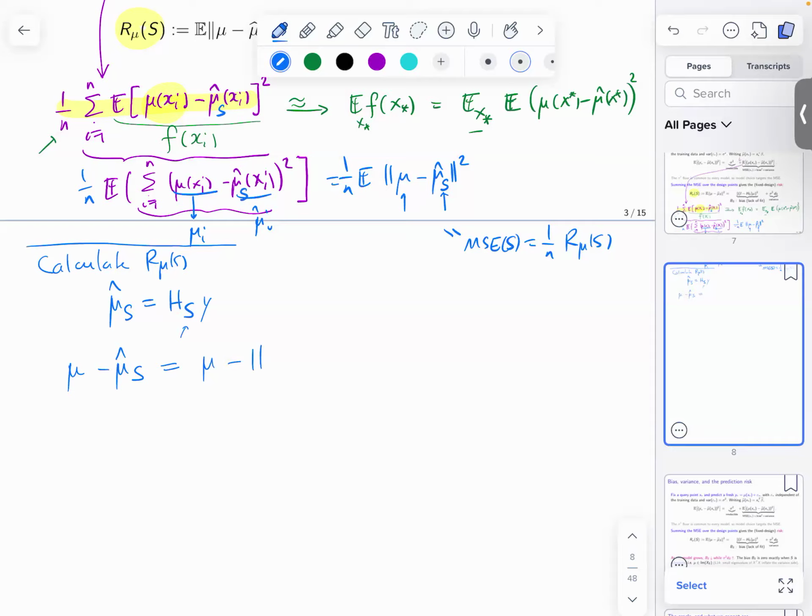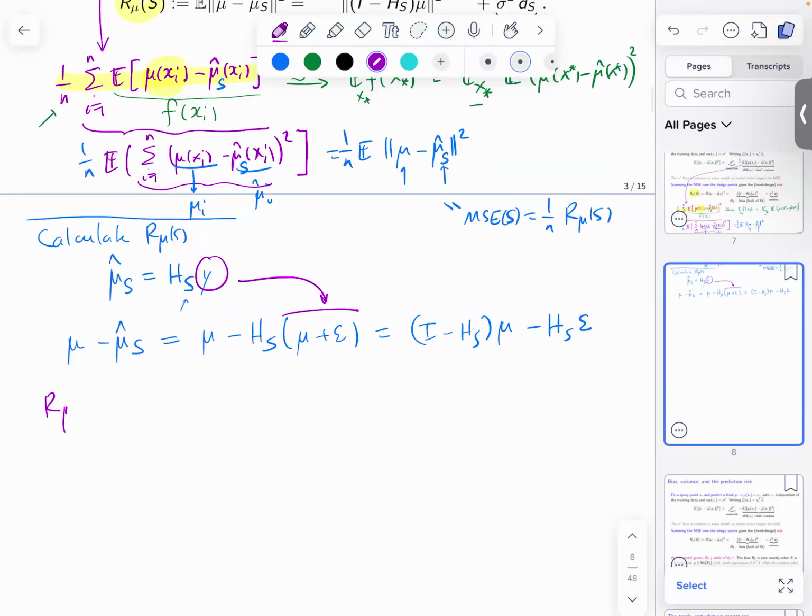I get mu minus Hs times y, but y is really mu plus epsilon. So what I get is I minus Hs times mu, minus Hs epsilon. So this is just replacing what we know about y. Okay, so the risk now, R mu of S, is the expectation of this quantity squared. So it will be the expectation of this whole thing squared, the norm squared, right?